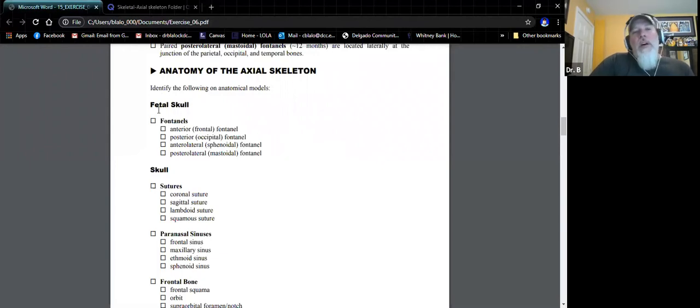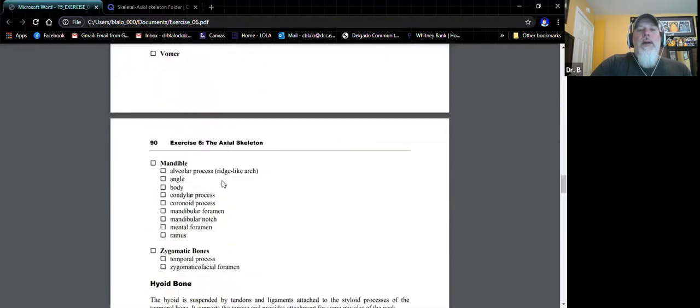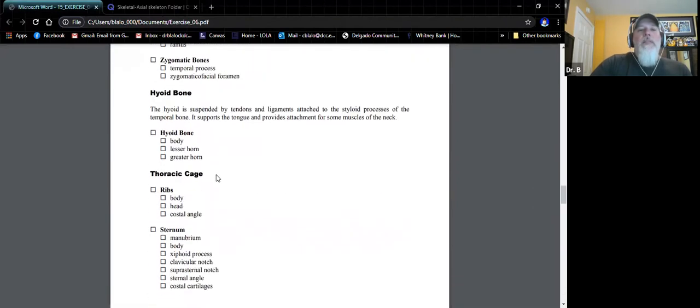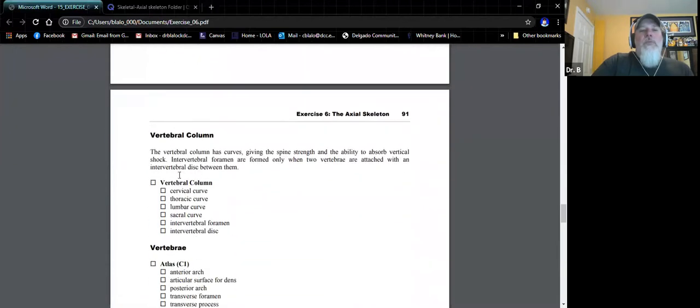So what we'll do is we'll take a look at those fontanelles that we see on the fetal skull first, and then we'll dive into the cranial and the facial bones. The last thing that we'll do is talk about the thoracic cage. We'll identify the structures off of the sternum. I don't have a rib to show you, but I will talk about the ribs and give you the different parts of the ribs. And then we will do the vertebral column.